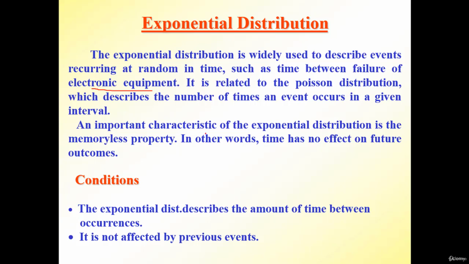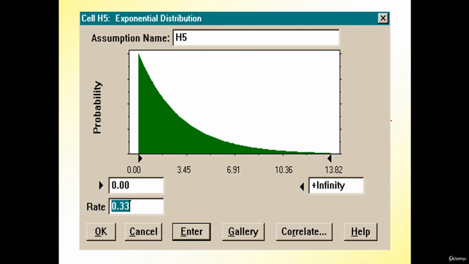An important characteristic of the exponential distribution is the memoryless property. In other words, time has no effect on future outcomes. So what happened, whether it happened or not, does not affect the time between each other. Here also it is according to the rate, but here, unlike the Poisson distribution, it is about the time itself, and it can be described.